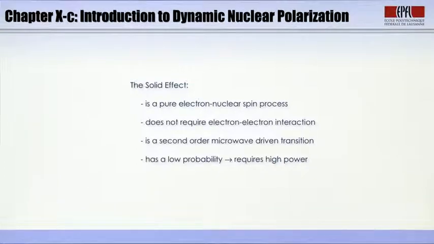So the solid effect is a pure electron nuclear spin process that does not require electron-electron interactions. It is a second-order microwave-driven transition that has, therefore, a fairly low probability and therefore usually requires a high amount of power.